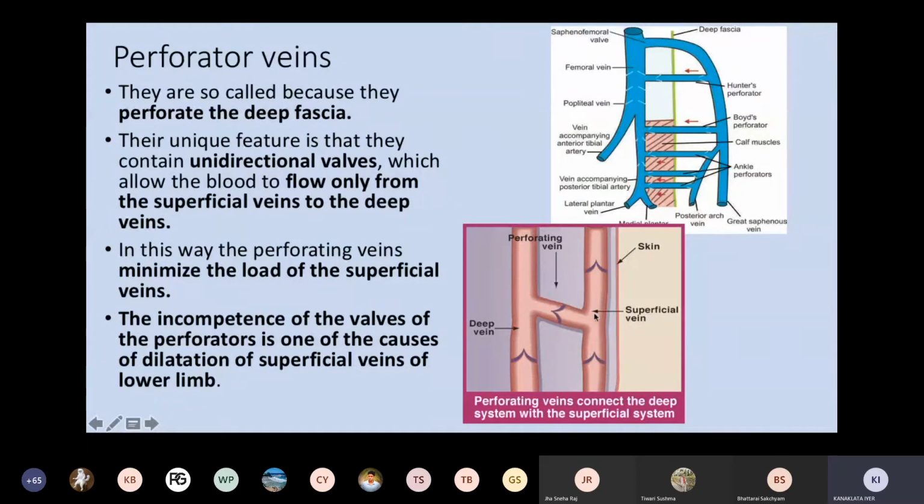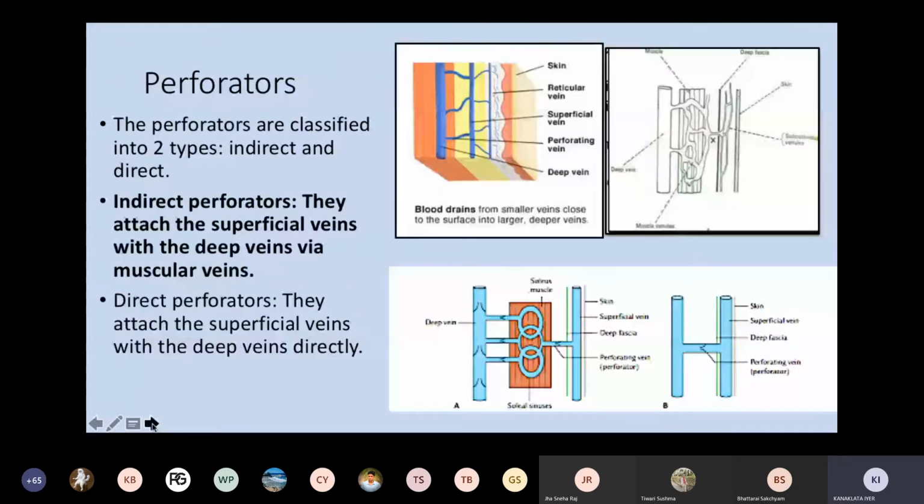This is another diagram. This is superficial vein. Look at the perforator. In the diagram, the valve is opening only in one direction. So that is a perforator.